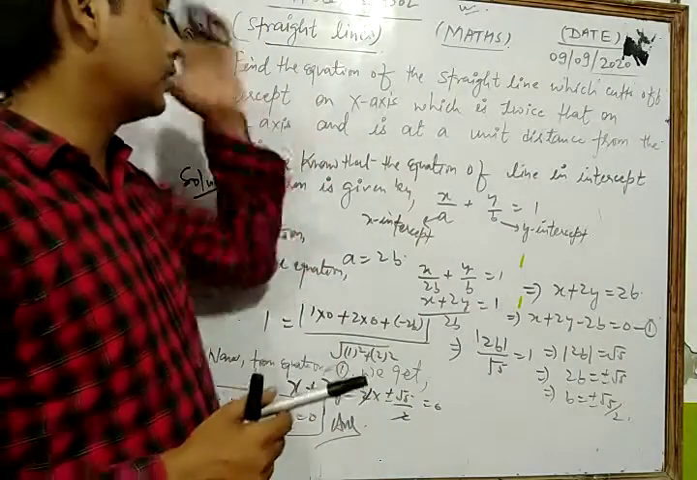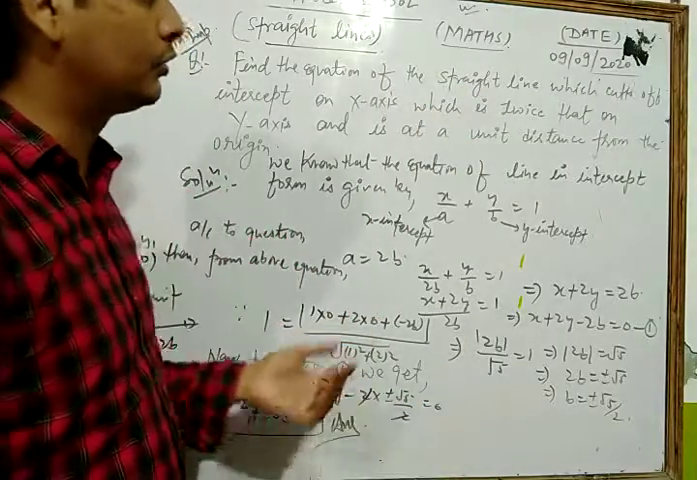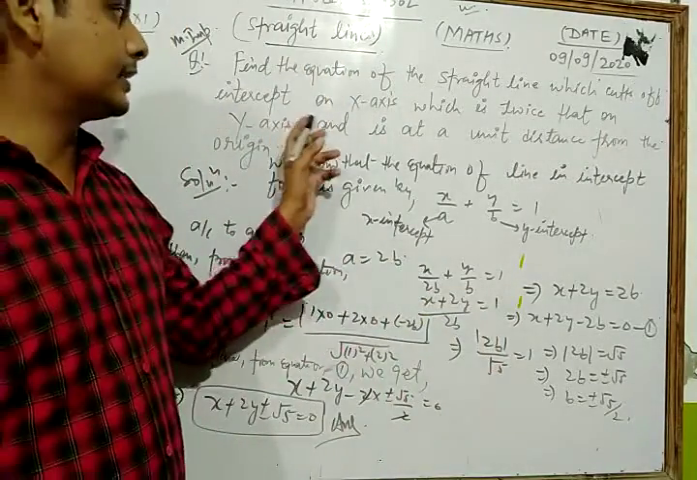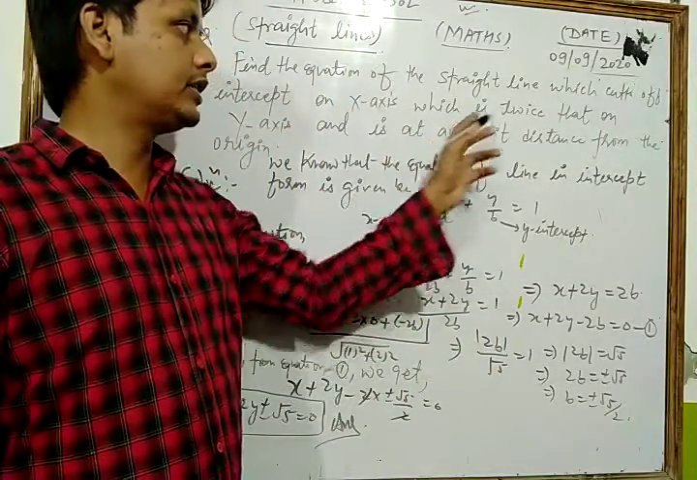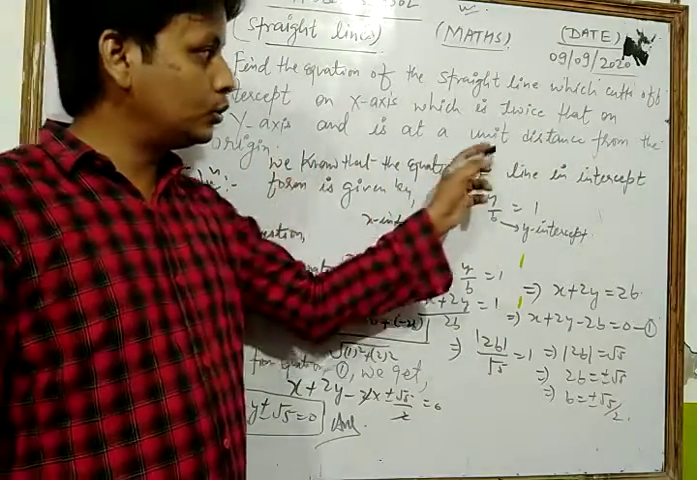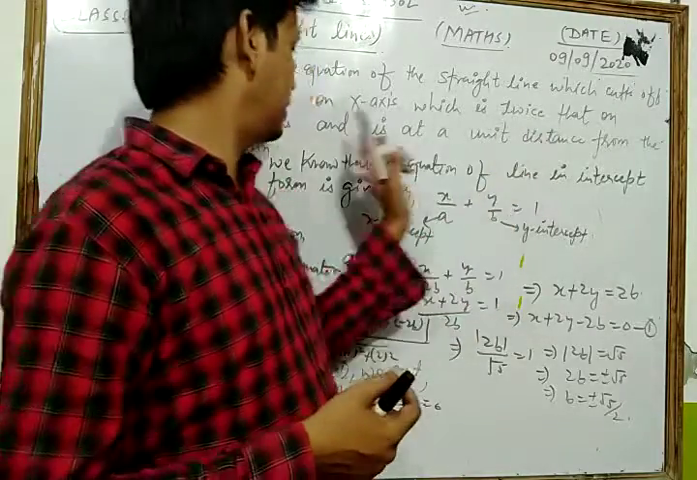Dear student, in this question we have to find the equation of a straight line which cuts off an intercept on the x-axis which is twice that on the y-axis, and is at a unit distance. Unit distance means distance 1 from the origin.